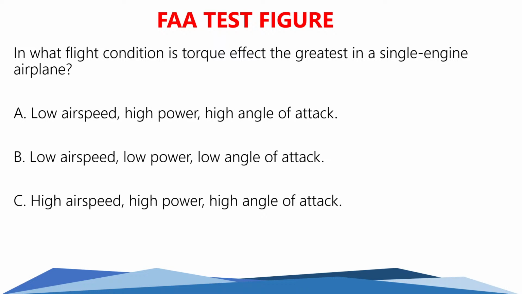All right, let's go ahead and take a look at it. We have about 76% of the class with A and 23% with B. Nobody on C. So once again, good job, everybody. You guys have the majority of the class with the correct answer here. It is going to be low airspeed, high power, and high angle of attack.